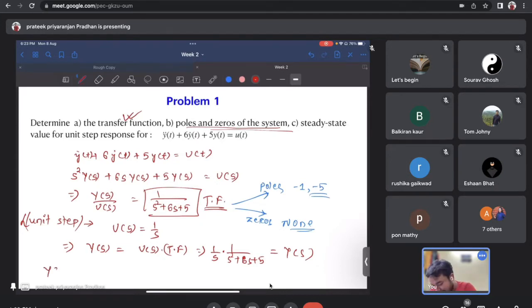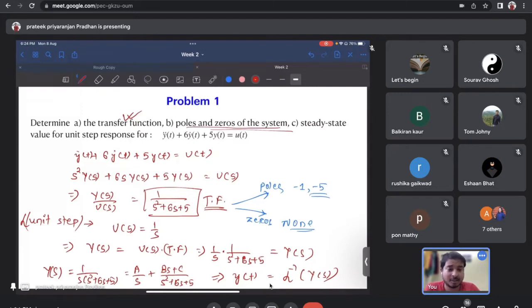In the last class, I discussed that y of s is equal to 1 by s into s square plus 6s plus 5. You can divide it into a by s plus (bs plus c) divided by s square plus 6s plus 5, get the values for a, b, and c, and then convert y of s to y of t by the inverse Laplace transform. That's a bit tedious process. That's a longer problem statement.